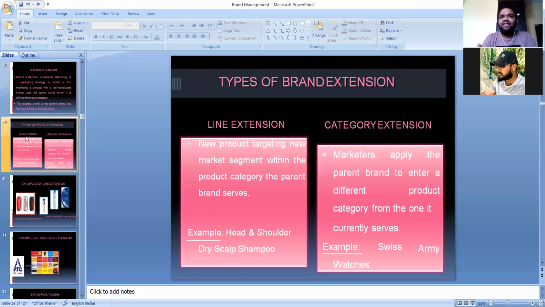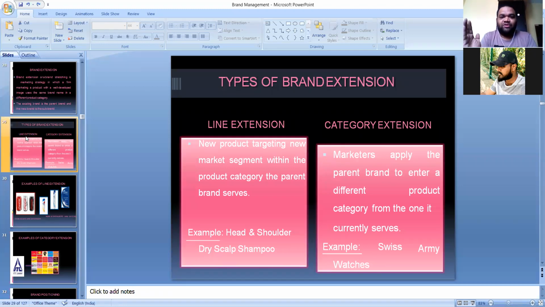Coming to the next one, the category extension. As I already said, under one brand he may promote biscuits, chocolates, oils, dresses, detergents, soaps, food items, everything. That is the category extension. Category means we change the category of the product, but in line extension the category remains the same. The shampoo is the same, but we release different flavors and different products under the same brand. That is the difference between a line extension and the category extension.